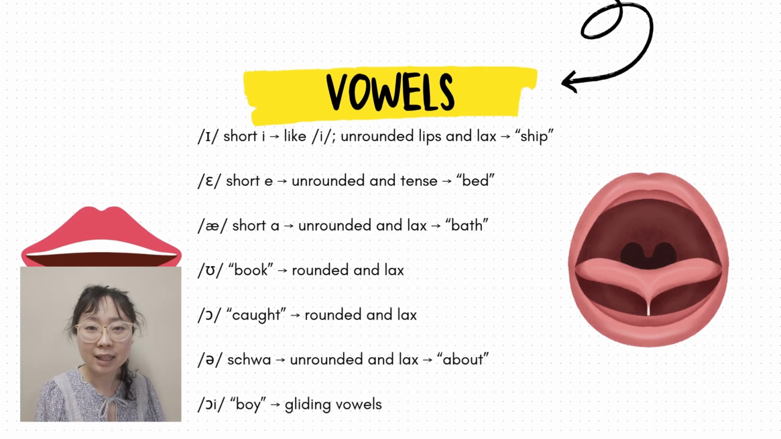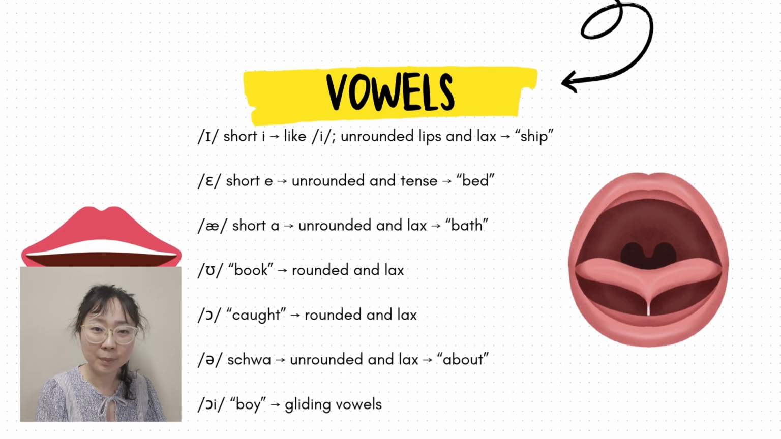Next one is the E sound. The lips are unrounded but slightly tense. It's a mid-front vowel, so eh. Our tongue is more in the middle. Eh, as in bed.